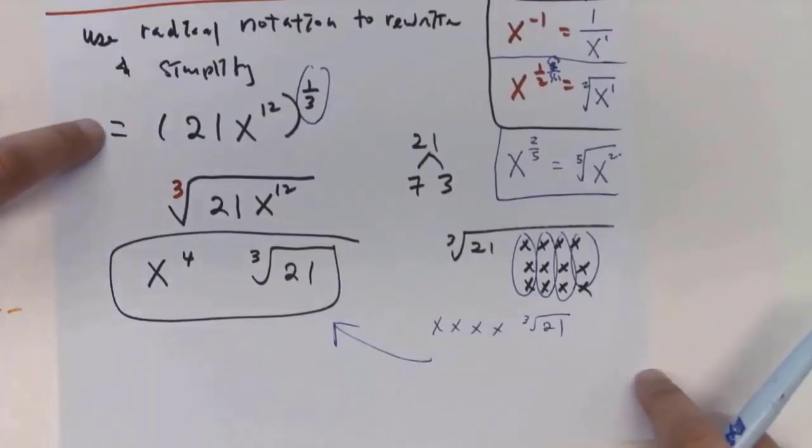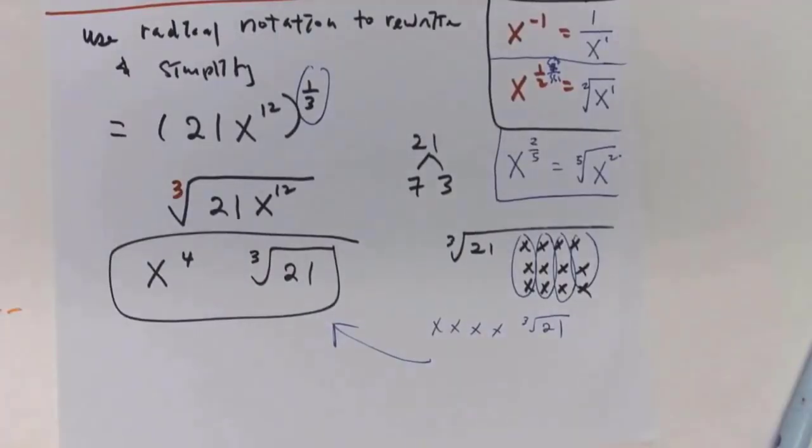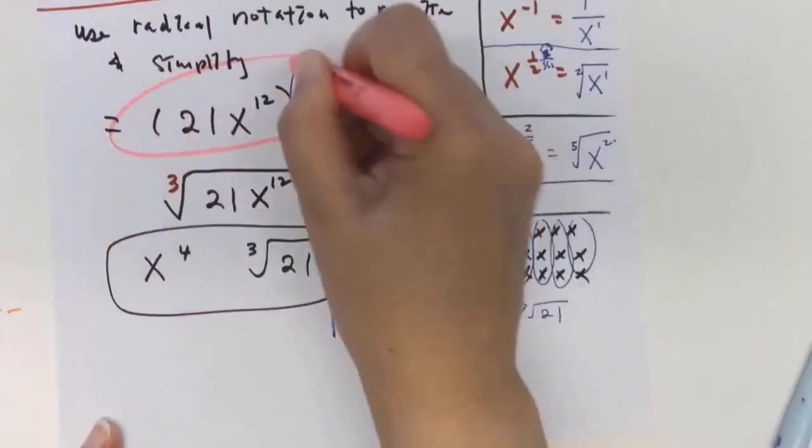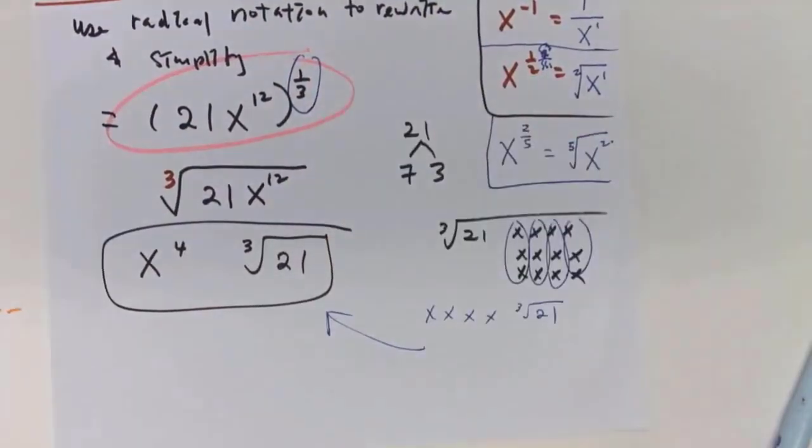You need to know the first step. That's the part that seems to be tricky for students. They see this, they don't know what to do. So it's the 1/3 power. You have to change it to the root.